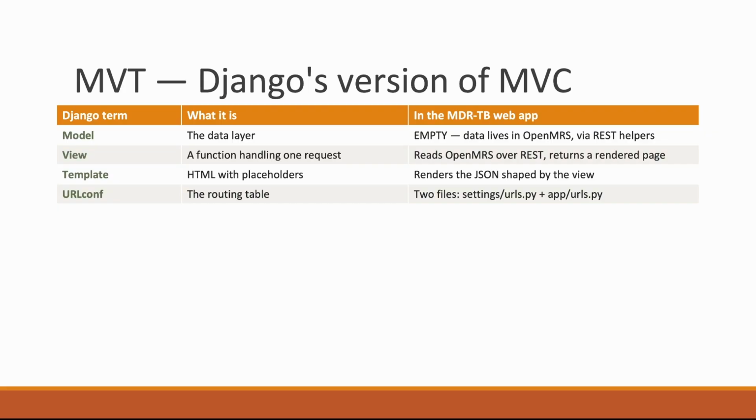Now the view layer, we are calling it a layer, but it's just one file. View says we should have one function to handle one request.